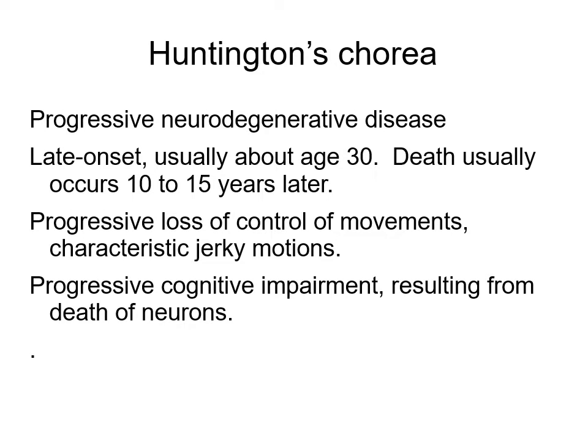Okay, so it's a progressive neurodegenerative disease, and it's kind of a sad one because there's no cure for it. And people are usually old enough that they've had kids before they know that they have it, so they can pass it on to their children without knowing about that, which is unfortunate. And death usually occurs 10 to 15 years after onset of symptoms. Initial symptoms are jerky motions, lack of control of movements, and this gets worse and worse, leading eventually to cognitive impairment and death of neurons. So this is a very sad disease.